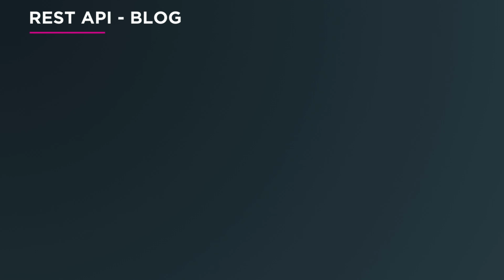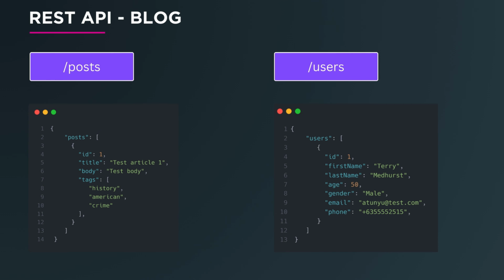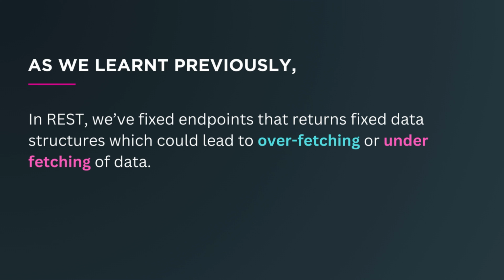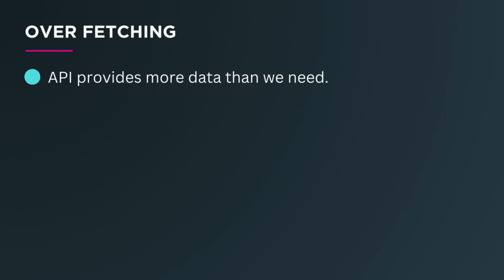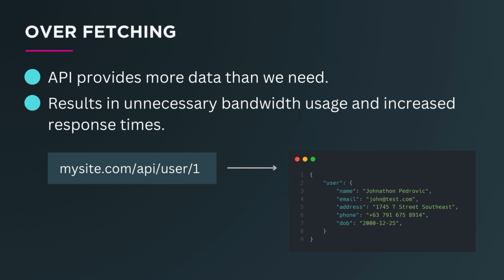Suppose we have a REST API for a blog. To get information about a blog post, we might have endpoints like post and users, each returning different pieces of information. Now, as we learned previously, in REST, we have fixed endpoints that return fixed data structures, which could lead to overfetching or underfetching of data when data becomes more complex. Overfetching occurs when the API provides more data than what is needed for a particular use case. This results in unnecessary bandwidth usage and increased response times. For instance, if we only need the name and email of a user, but the API sends additional data along with it, it's considered overfetching.